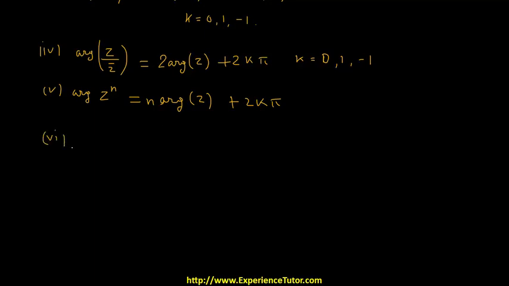Property number 6. If argument of z is equal to 0 or pi, then z is purely real. Then z is equal to a real number.